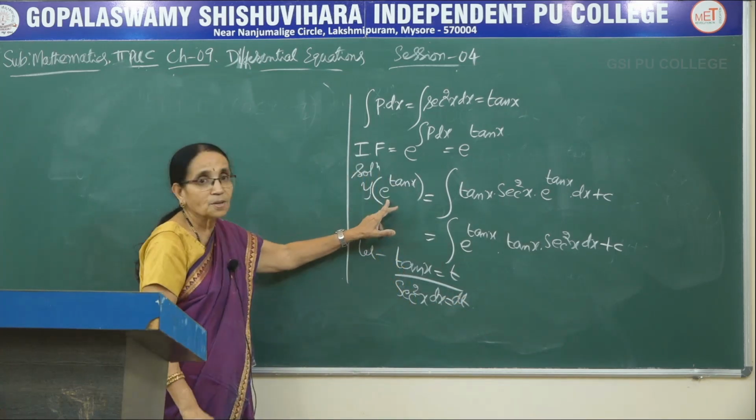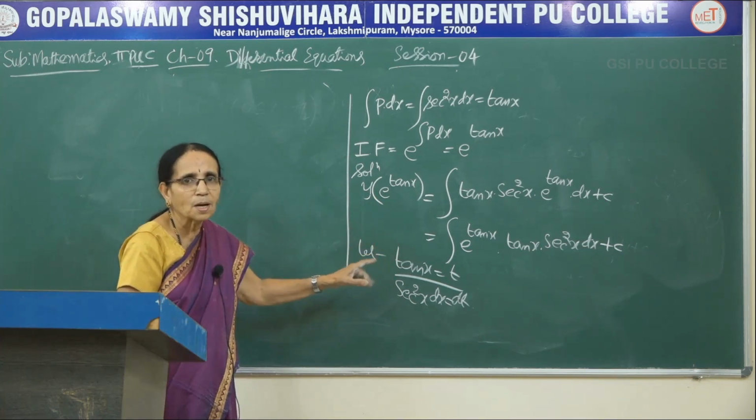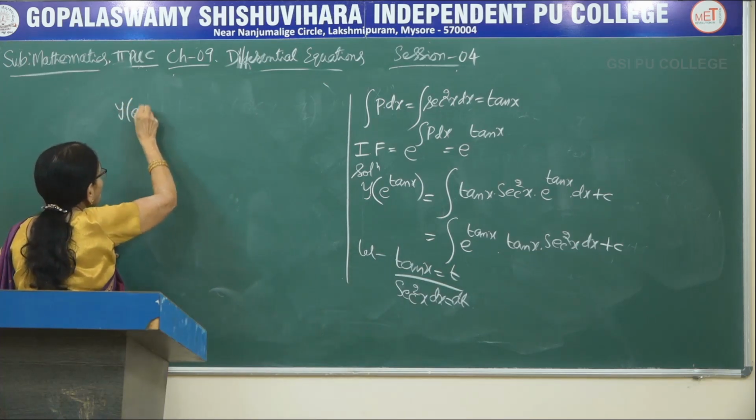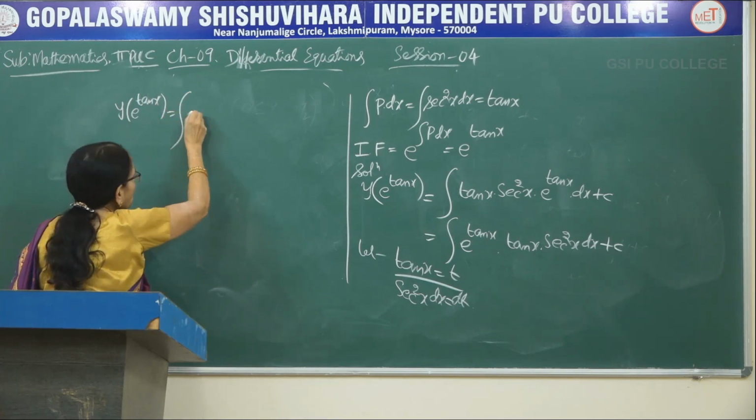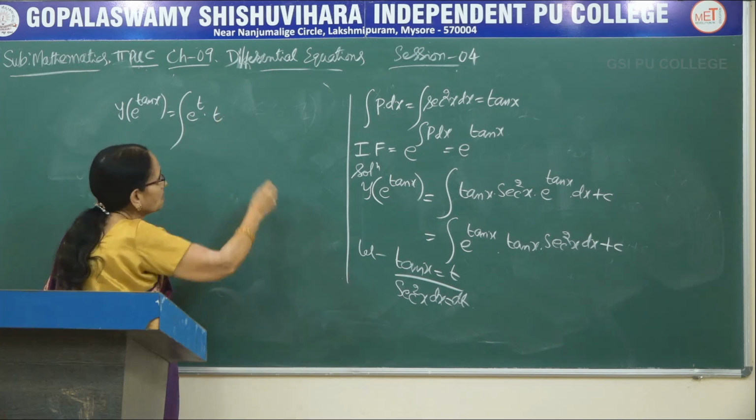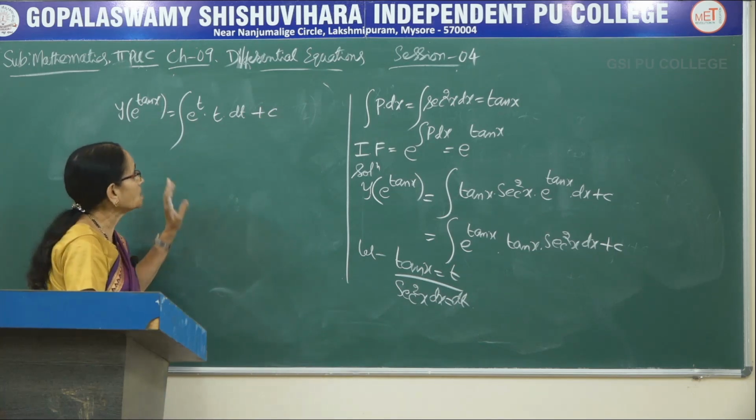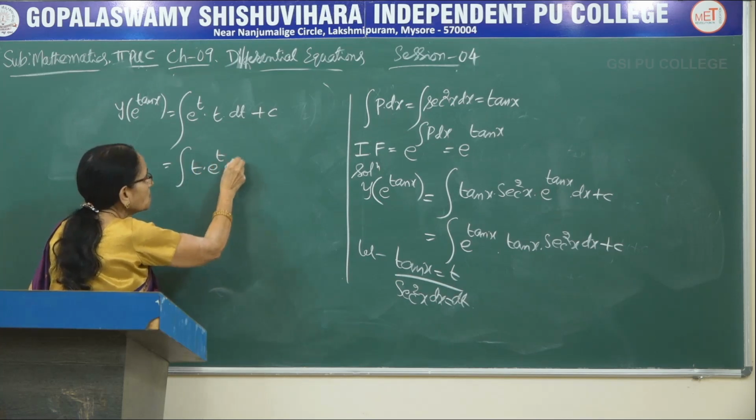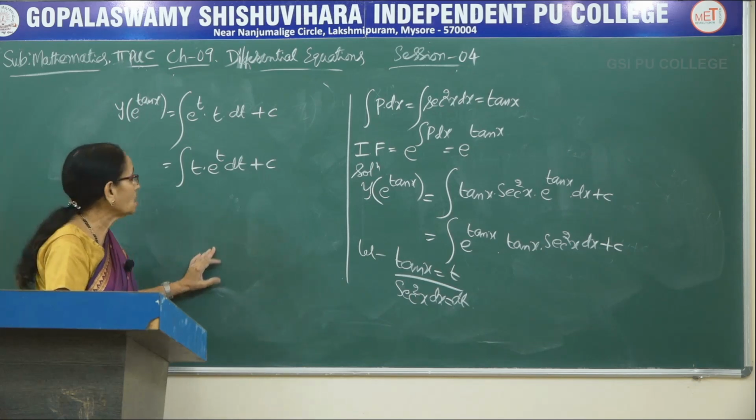So see, on the left hand side I am not writing this. Only for the sake of integration I am using the substitution. So the left hand side should be kept as it is. y into e to the power tan x equals e to the power t into, tan x is t, secant square x dx is dt, plus the constant. Now look at this, I am rewriting: t into e to the power t into dt plus c. Now what method can you adopt here?